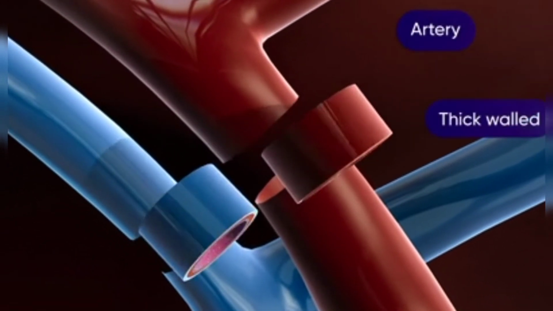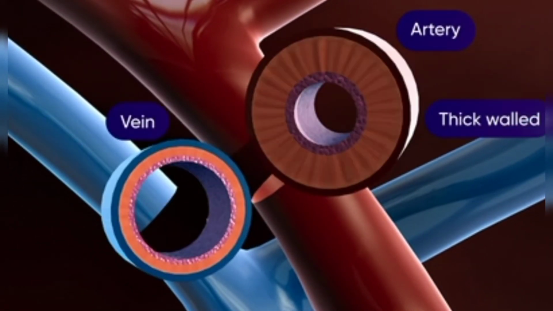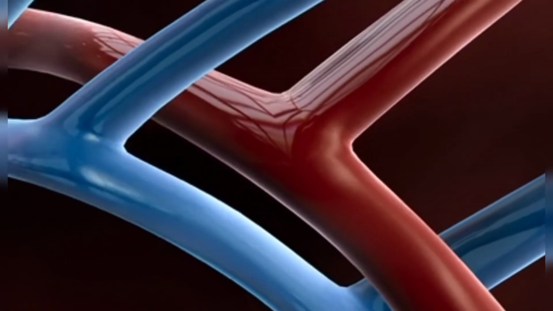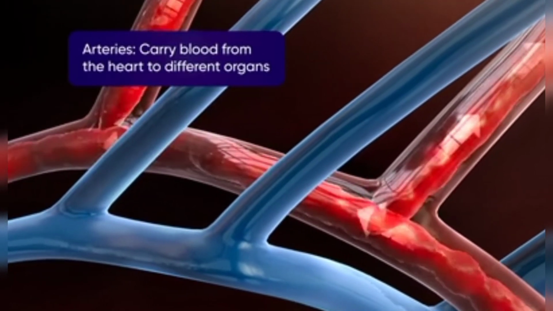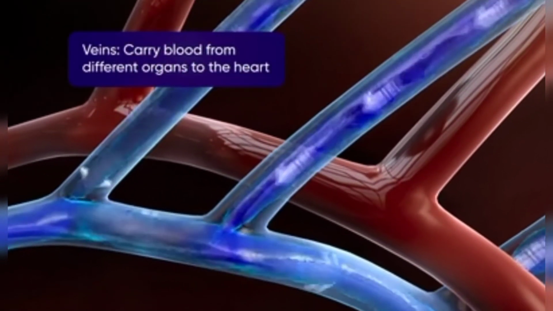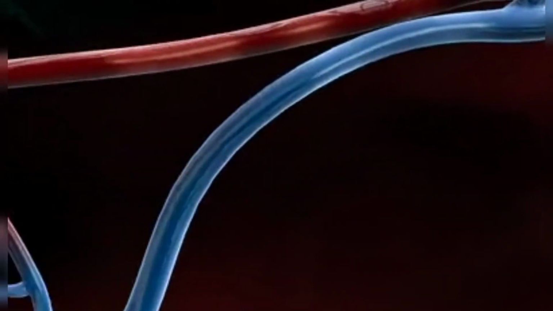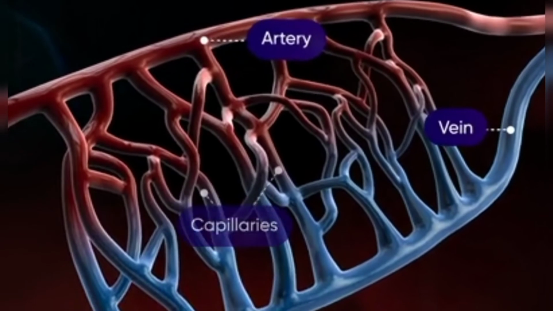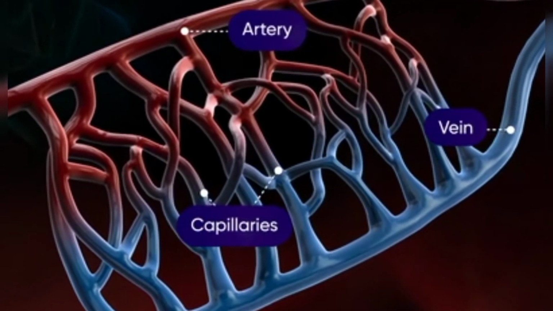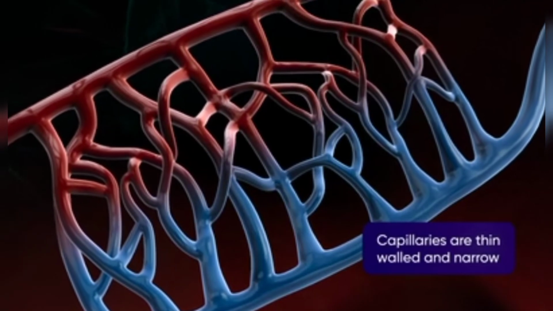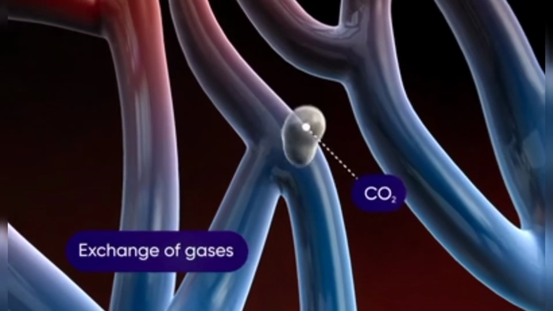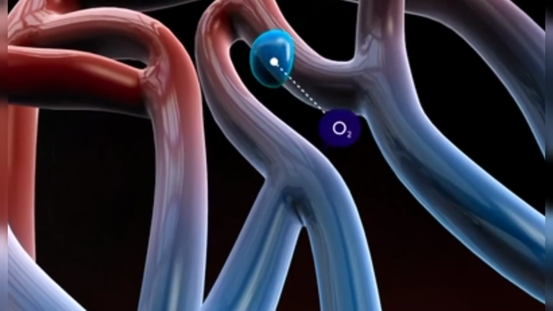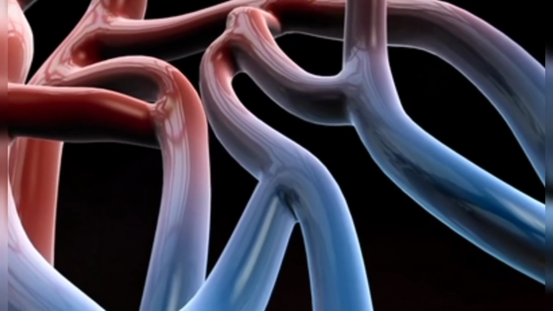The blood vessels are of three types: the arteries, which are thick-walled, the veins, which are thin-walled, and the capillaries. The arteries carry blood from the heart to different organs, and the veins carry blood from the different organs to the heart. Capillaries are the blood vessels present at the terminals of arteries and veins. These capillaries are extremely thin-walled and narrow, and it is through them that the exchange of gases and the exchange of wastes and nutrients takes place.